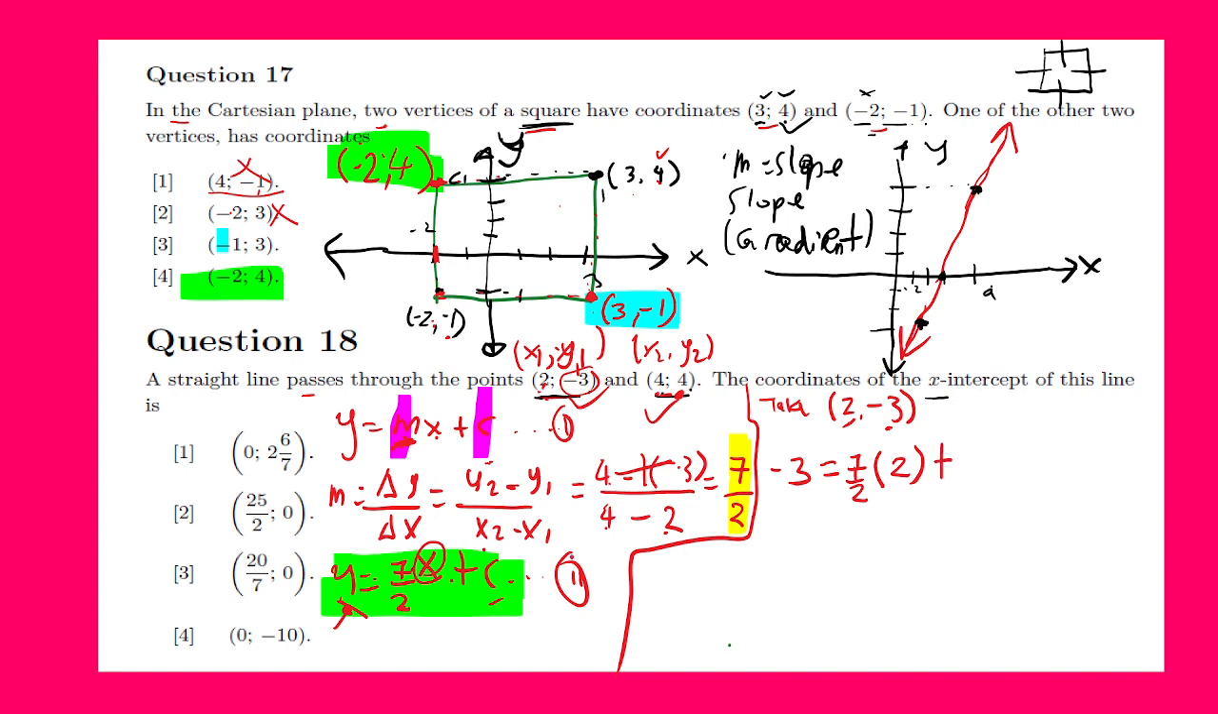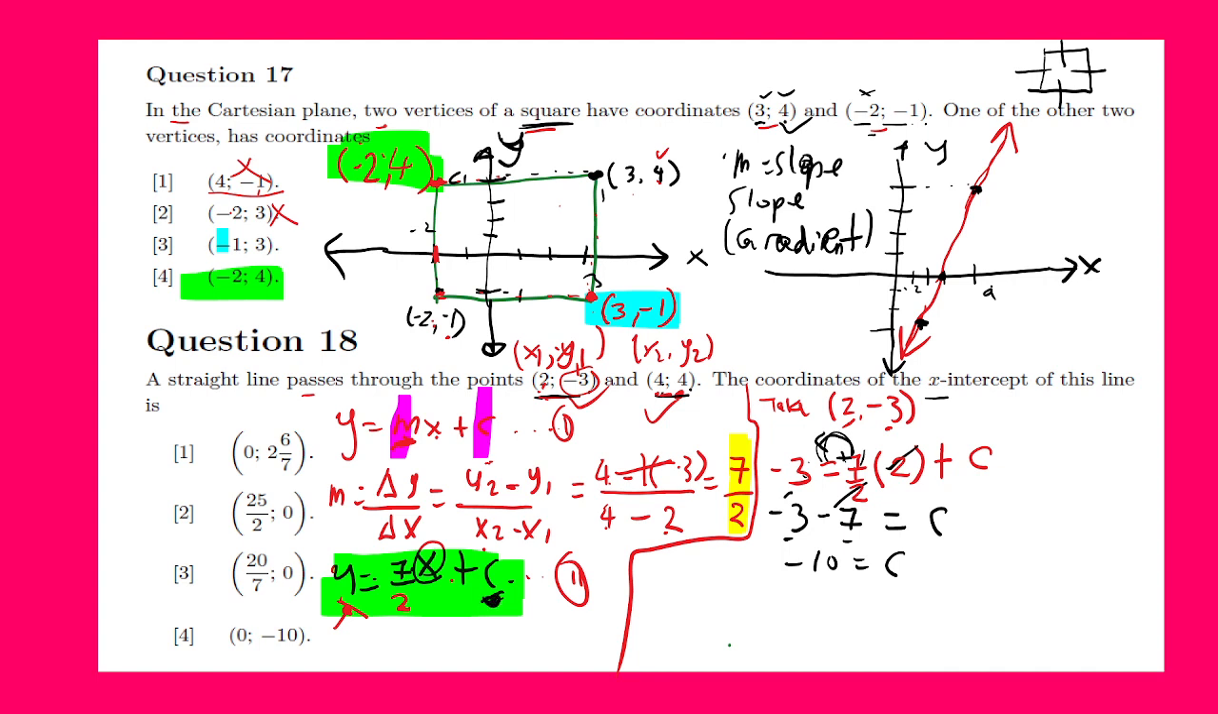plus c. Now these 2 and these 2 cancel. So we say -3 equals 7 plus c. The 7 must go over to the other side: plus 7 going over becomes minus 7, equal to c. -3 minus 7 gives -10, equal to c. So now we know the value of c.